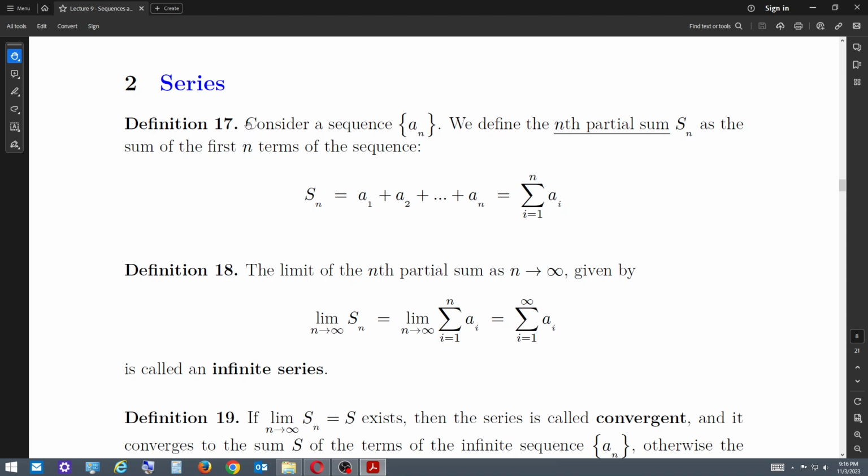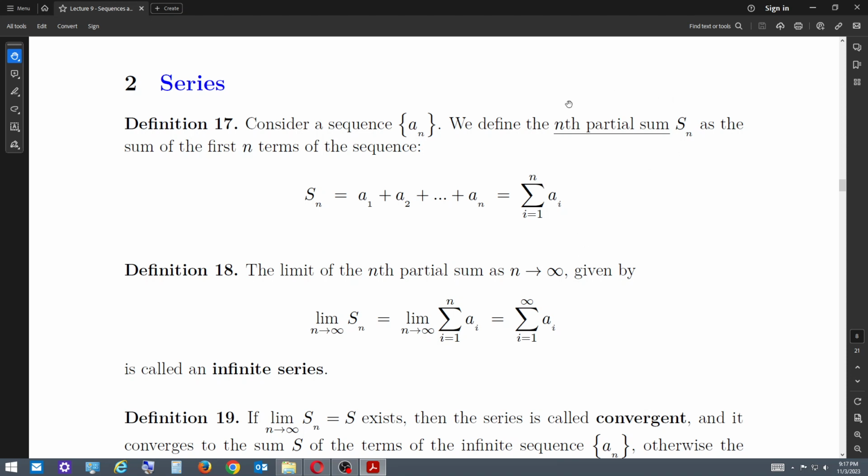Okay, so we've already seen what a sequence is, so consider a sequence a_n. What we are going to do is take the first n terms of the sequence and add them together. So we have a_1 plus a_2 up to a_n, and we will call that S_n, which we'll define as the nth partial sum. So when we talk about the nth partial sum, we just mean the sum of the first n terms. For example, if I wanted the fifth partial sum, I would take the sum of the first 5 terms: a_1, a_2, a_3, a_4, a_5.